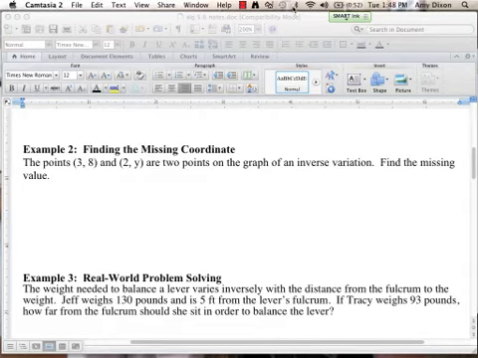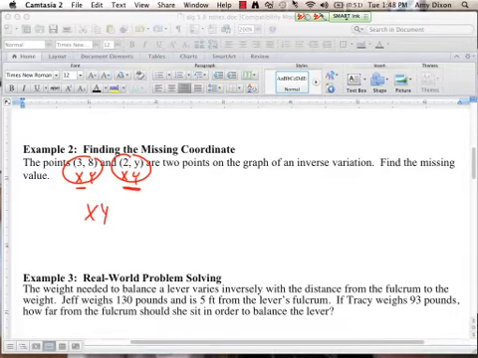All right, so finding the missing coordinates. We have the points (3, 8) and (2, y) on the graph of an inverse variation. Find the missing value. Here's what we do with this. We have an x and y here, and we have an x and y here. If those are both on the same graph of an inverse variation, when we multiply these two numbers together and then these two, we should get the same constant of variation, the same k. So xy on one point should equal xy on the other point.